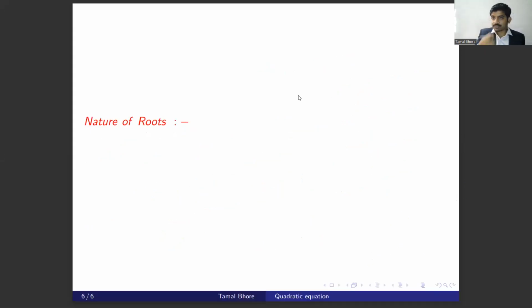Last is nature of the root. What is nature of the root? Suppose you are solving a quadratic equation. Now the roots can be distinct. Distinct means you are getting two different values. But not every time you will get different values. Like in the example I have taken, every time I am getting different values. But sometimes you will get two values which are equal. And in some cases, you may not get a root. I mean, a real root doesn't exist.